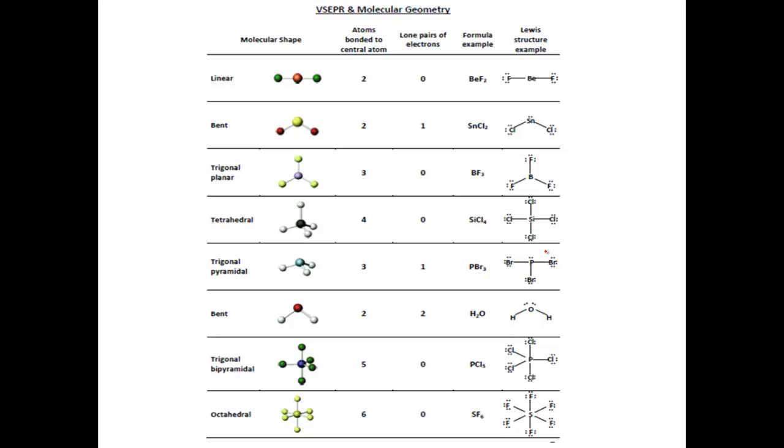Your handout looks similar to this. You're going to see the number of atoms bonded to the central atom and lone pairs on the central atom, and that's going to determine our molecular shape: linear, bent, trigonal planar, tetrahedral, trigonal pyramidal, bent, trigonal bipyramidal, and octahedral. With tetrahedral, we have 1, 2, 3, 4 atoms bonded to the central atom and no lone pairs of electrons on the central atom.